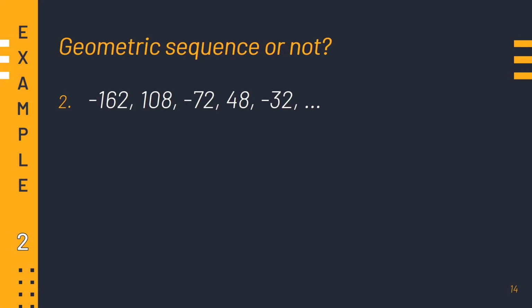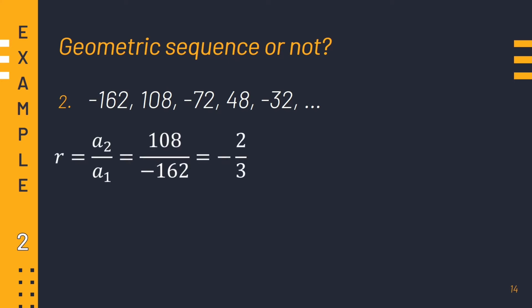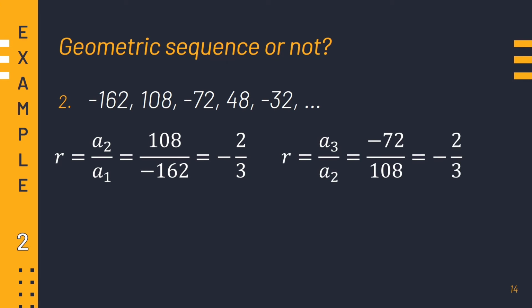On the last set, we have negative 162, 108, negative 72, 48, negative 32, and so on. Solving again if it has a common ratio, we use the second term and the first term, leading us to the value of negative 2/3. On the other hand, using the second and the third term, we come up also with negative 2/3.